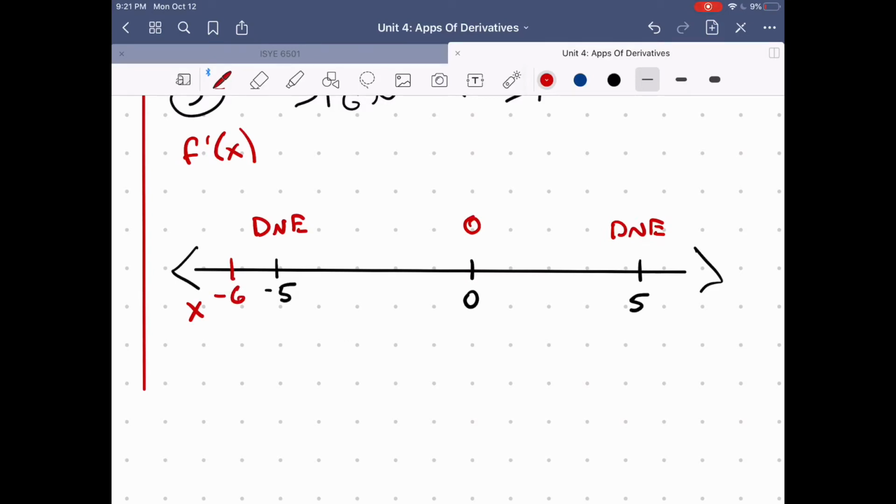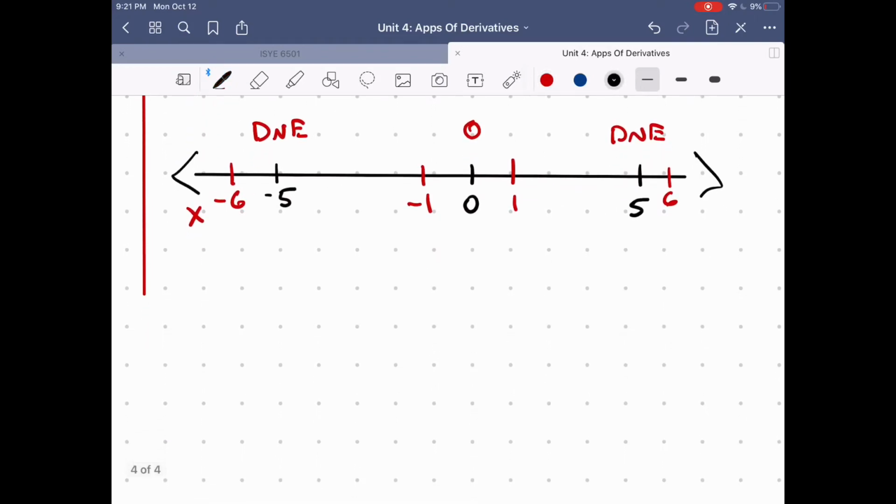So to the left of negative 5, I'll choose negative 6. Between negative 5 and 0, negative 1 would be an easy one to use. Between 0 and 5, I'll choose 1. And then to the right of 5, I'll choose 6. I need to test each of these new x values in f prime of x.